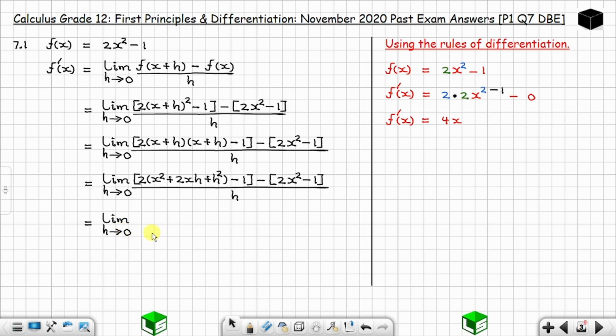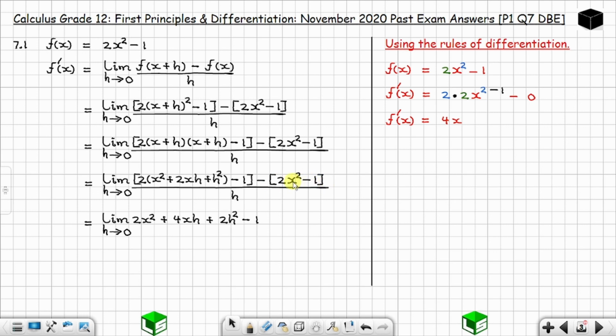So you have 2 times x squared, it will give you 2x squared. You have 2 times 2xh, it will give you plus 4xh. And then you have 2 times h squared, it will give you plus 2h squared, right? Minus 1. You can see that the 2 is multiplied by everything there in the bracket. And then you carry on, you have minus in front of the square bracket there.